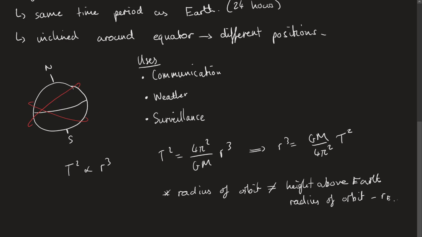Okay, and so I'll leave it as an exercise. You can go to the formula sheet and get the mass of the Earth and the gravitational constant, and then you can calculate the distance from the Earth and then the height above the surface. And then you can Google it and see if your answers make sense.